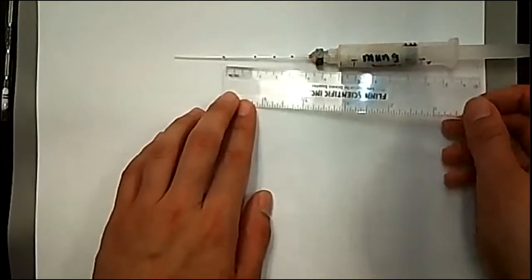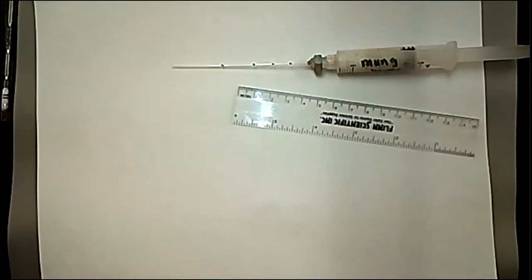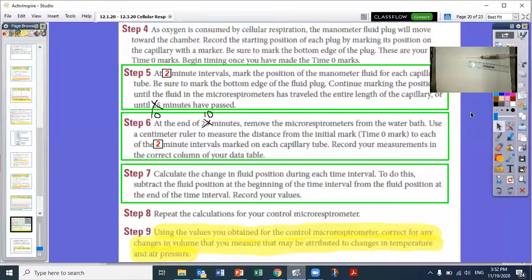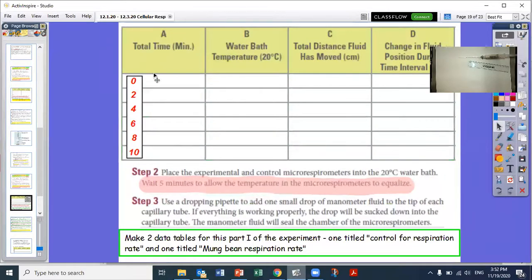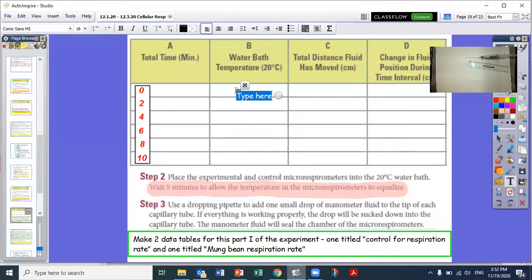So that means that in your table, in your data table, the water temperature bath you could mark as 20 degrees Celsius every single time. And that is going to be the same for all of them. So I would just copy and paste that down.